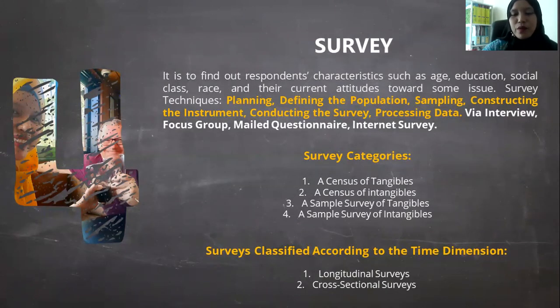Okay, let me continue before we end the course today. Survey categories. There are four survey categories: census tangible, census intangible, sample survey of tangible, and sample survey of intangible. And based on the time dimension of doing the survey, there are two dimensions. The first one is longitudinal survey and the other is cross-sectional survey. We would like to look at that explanation further in the question and answer session after you have watched this video.